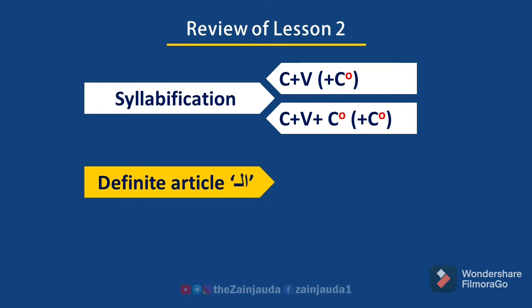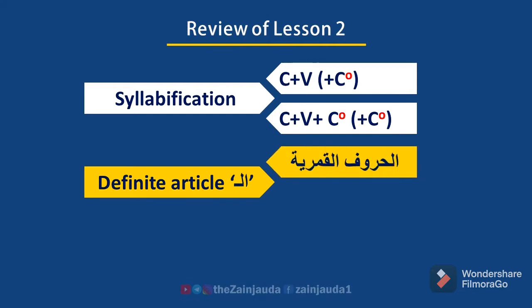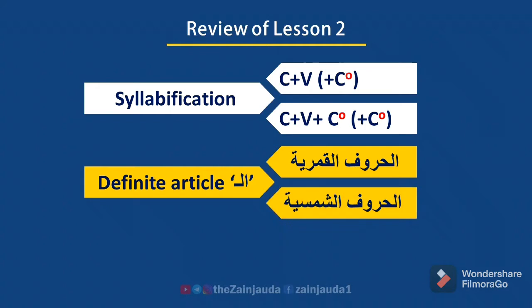In order to make a word definite, we attach L at the beginning of it. We said that if the word starts with a moon letter, harf qamari, then it won't have any change in pronunciation, like qamar, al-qamar. But if it starts with a sun letter, harf shamsi, then the lam of the L will be assimilated and the first letter of the word is doubled, like shams, ash-shams.